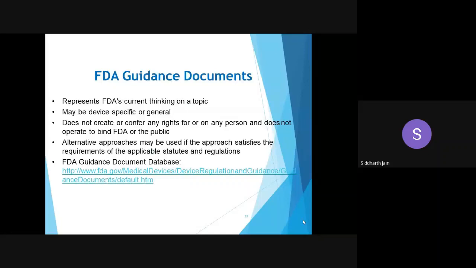So, FDA guidance documents. As I talked to you about, the FDA has released a few guidance documents for a few devices, which medical device manufacturers have to fulfill whenever they are going for the 510K. So in the next slide I will be talking to you about the guidance documents.